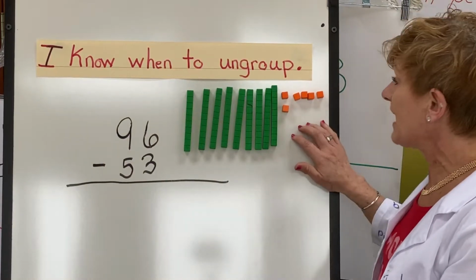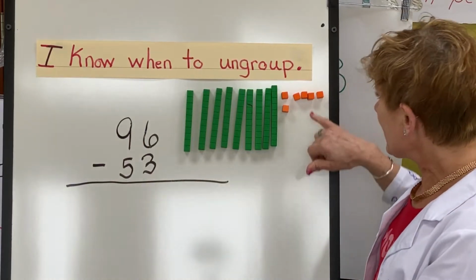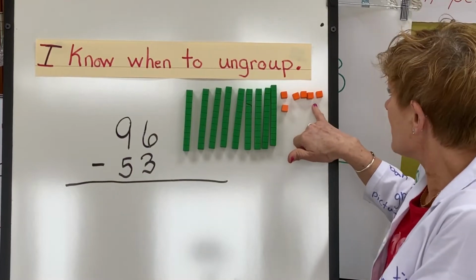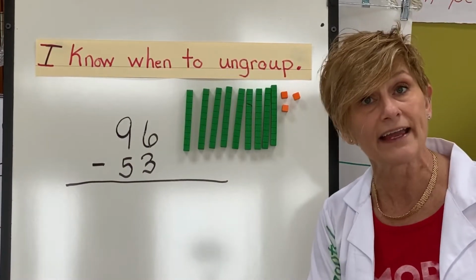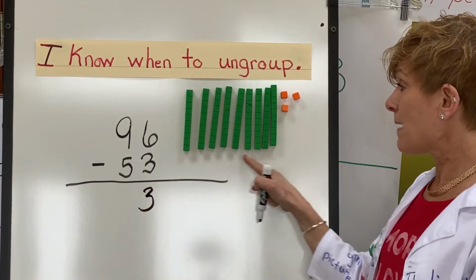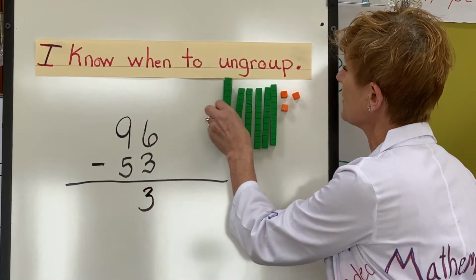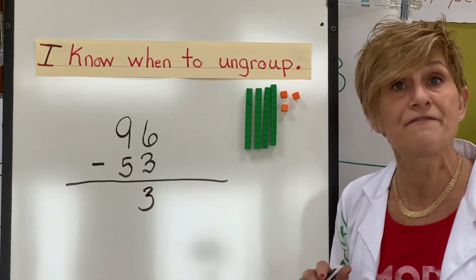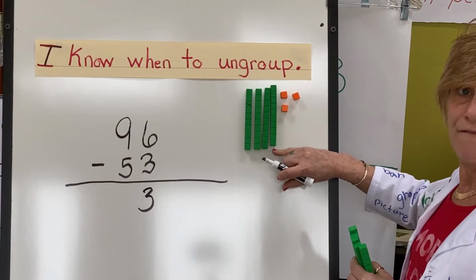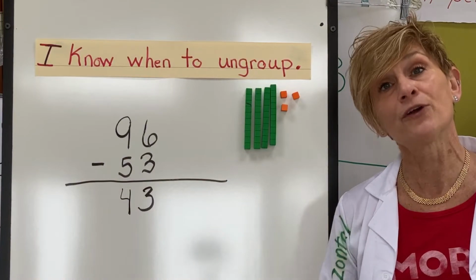Now I know that I have 96, and I'm going to take away 5 tens and 3 ones. First of all, can I get 3 ones out of here? You bet I can. There are 6. I can take 3 away. I'm left with 3. Here's my 9 tens. Can I take 5 away? 1, 2, 3, 4, 5. 50. I took 5 tens away. I'm left with 4 tens. 40. My answer is 43.